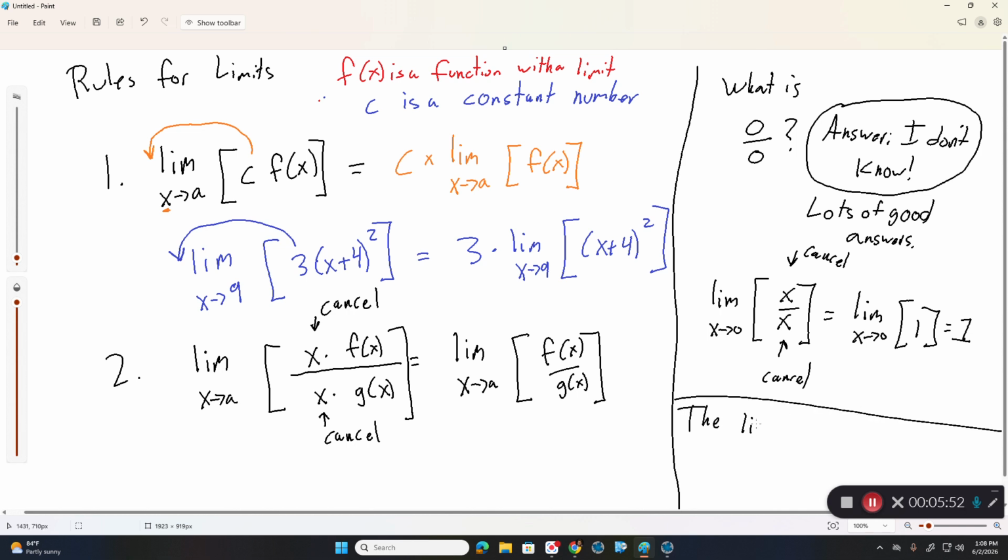The limit environment allows x divided by x to act like, and I don't even really want to write equals, I want to say x divided by x to act like 1. Even though x divided by x in general does not equal 1. Why? Well, it's because 0 divided by 0 does not equal 1. Okay?